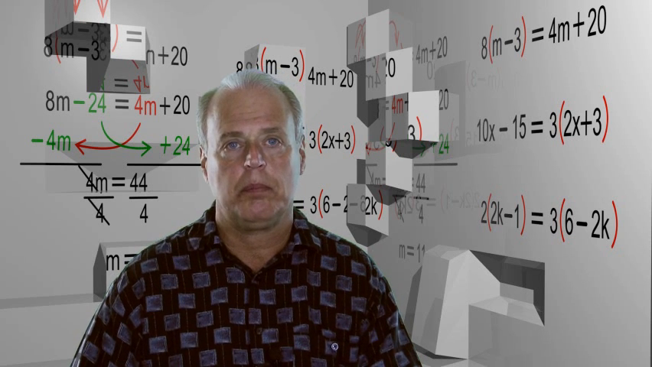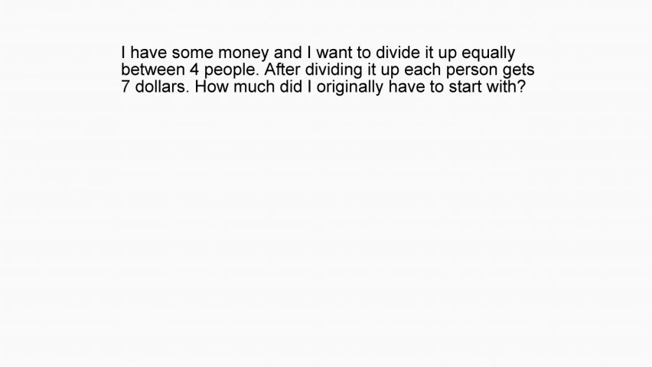Suppose I have this problem. I have some money and I want to divide it up equally between 4 people. After dividing it up, each person gets $7. How much did I originally have to start with? We still have a basic one-step problem, only now I have to find the missing piece instead of the answer. That means I have to work backwards to find it.